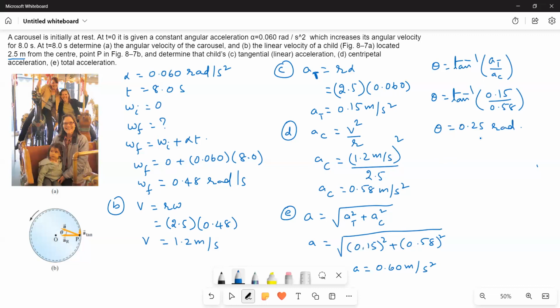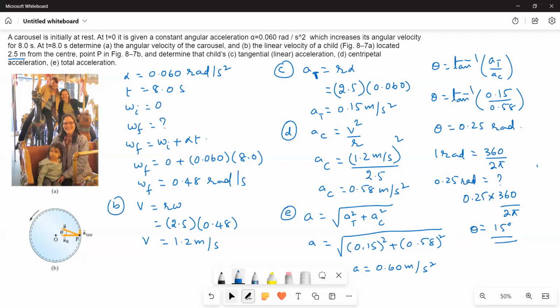But we have to represent it in degrees. We know 1 radian is equal to 360 divided by 2 pi degrees. Therefore, 0.25 radians is equal to 0.25 times 360 divided by 2 pi, which gives approximately 15 degrees. Theta is 15 degrees. This is what he asked us to find out.